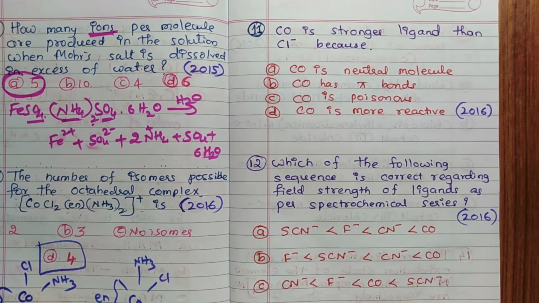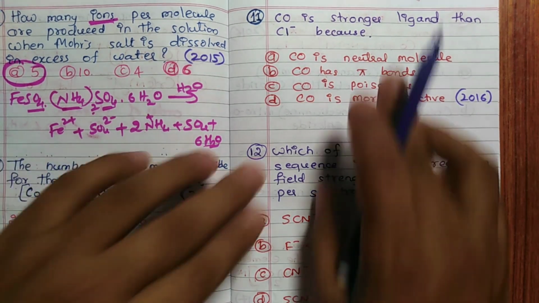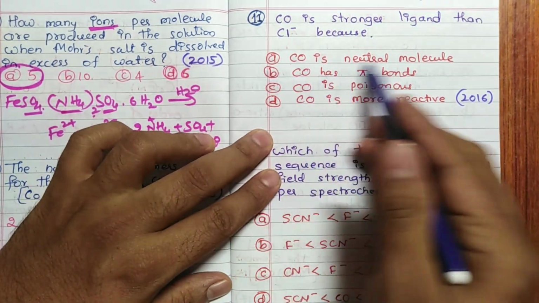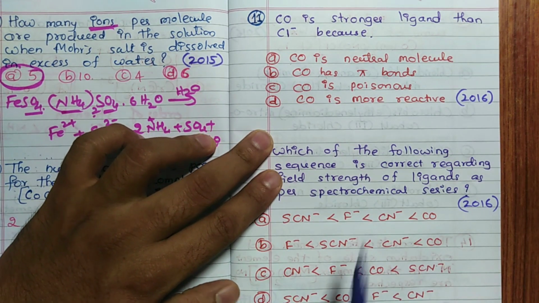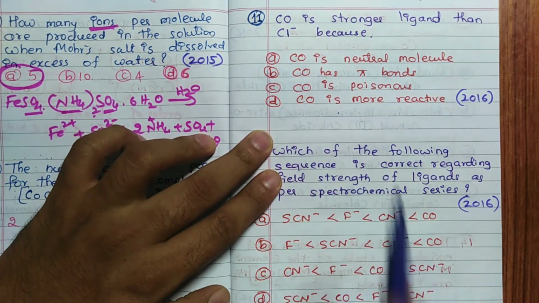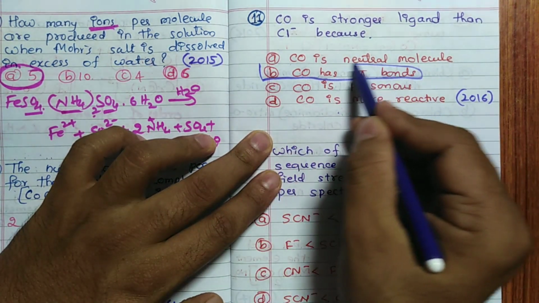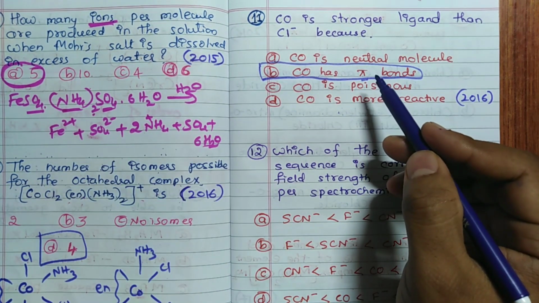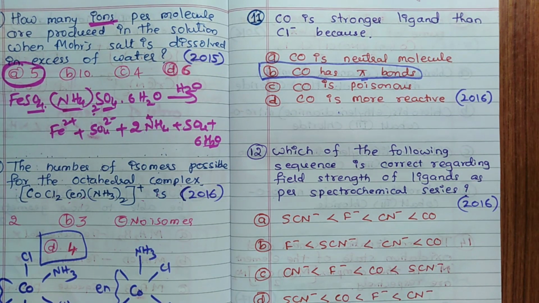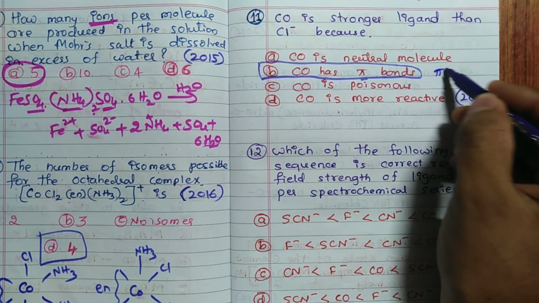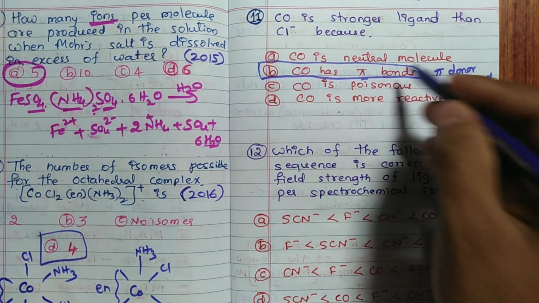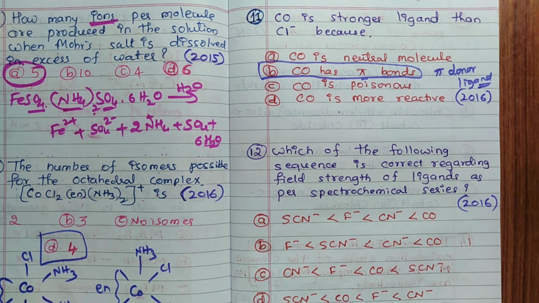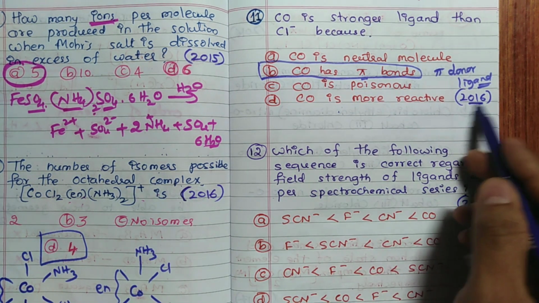Then another 2016 asked question. CO is a stronger ligand than Cl minus because, very simply, CO is neutral. That is correct, but that is not the reason. CO has a pi bond, CO is poisonous, CO is more reactive. These never can be the reason. The answer for this question is B. Remember, it is a pi bond. Hence, CO is a pi acceptor ligand, and pi acceptor ligands are more stable. Hence, remember, metal carbonyls are more stable, and CO is a stronger ligand because of pi bonding. So the answer is B.